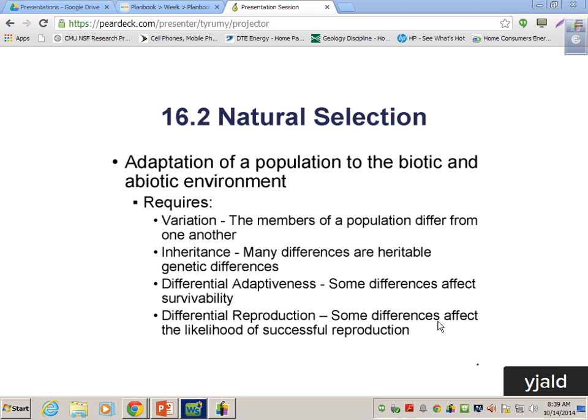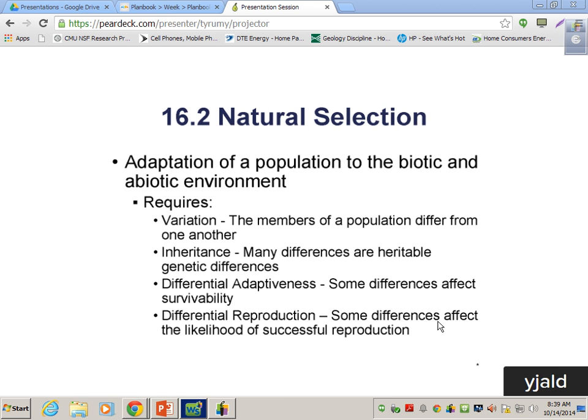So we've been talking about the Hardy-Weinberg, going through natural selection, things that affect it, mutations, gene flow, genetic drift. But looking at just natural selection, that driving force behind evolution, the adaptation of a population to the biotic and abiotic environment requires variation, inheritance, differential adaptiveness, and differential reproduction.